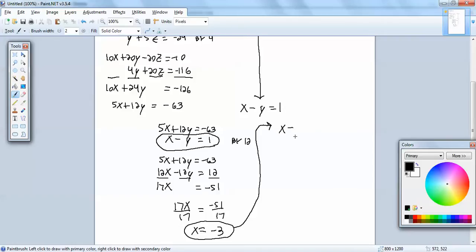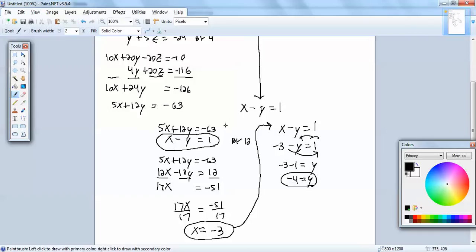So we got x minus y is equal to 1. We just said x is negative 3, so put negative 3 in for the x. Now we want to solve for y. So take negative y to the right side and take the 1 to the left side. And we got y is equal to negative 4. Now we know x's and y's.